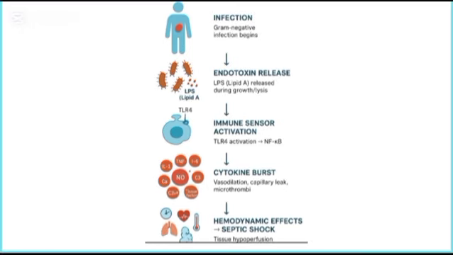With the beginning of infection by gram-negative bacteria, it stimulates immune sensors such as toll-like receptors on WBCs, which in turn stimulate the release of cytokines such as interleukin 1, interleukin 6, tumor necrosis factor, and other cytokines, which lead to symptoms like vasodilation, capillary leak, and microthrombi. These events lead to hemodynamic effects, which lead to septic shock caused by tissue hypoperfusion.